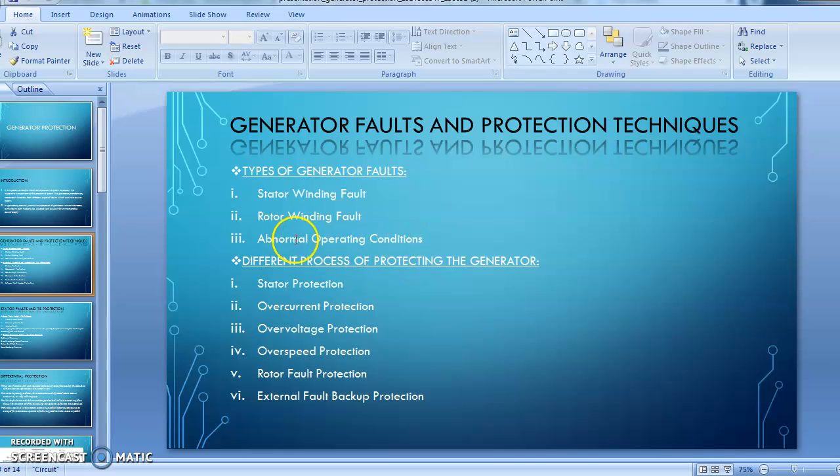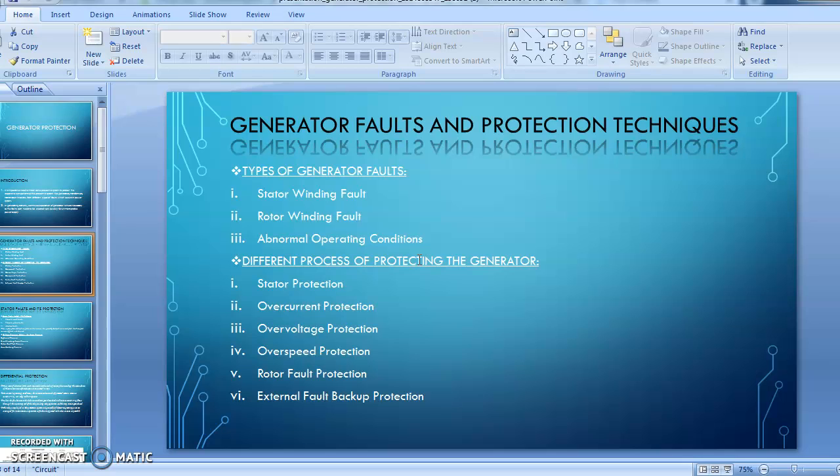Then, the third point: abnormal running or operating conditions. The abnormal running conditions likely to occur in a generator are of a few types: loss of excitation, unbalanced loading, overloading, failure of prime mover, overspeeding, and overvoltage.